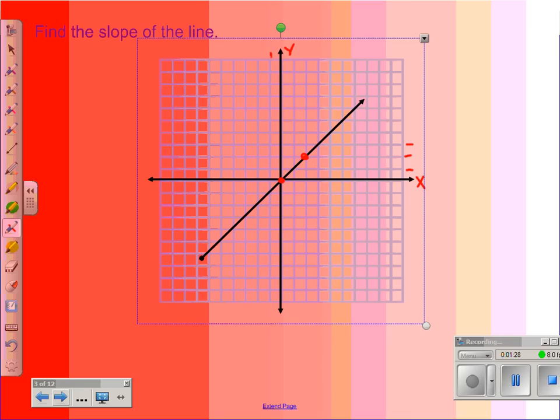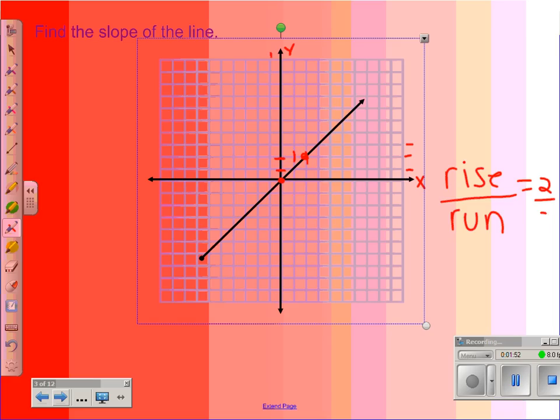So I know that it goes through the origin. You can see that the points are already highlighted in this example. So we're going to use the rise, and we're going to use the run. From the origin, we're going to count up 1, up 2. That's going to be the rise, and then I go over 1, 2.